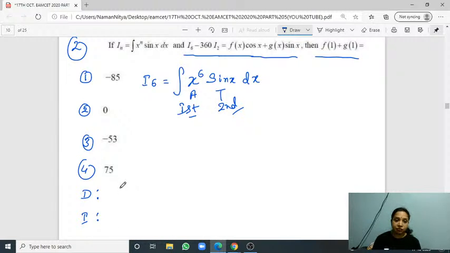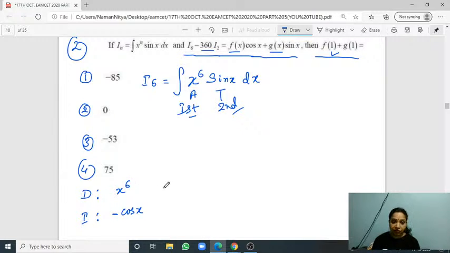Okay, so first function keep as it is, x power 6. What is the integration of sin x? That is minus cos x. Once I calculate I6, I will try to calculate I2 also. And we will multiply by 360, do the subtraction. Then I will get my f of x and g of x function. And then we can calculate f1 plus g of n. This is the only one way to do this question.